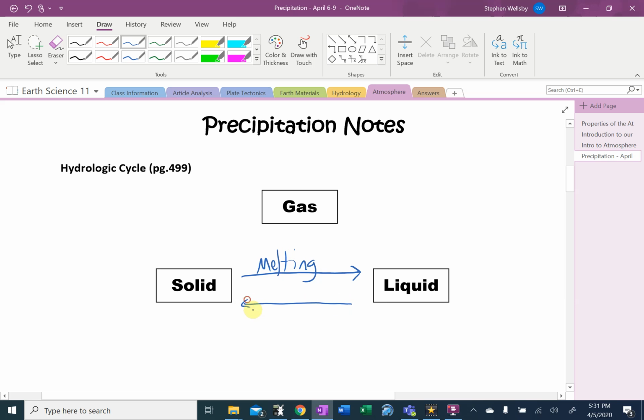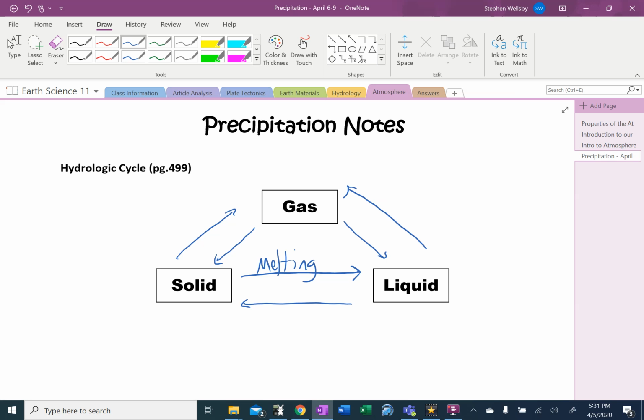And what I'd like you to do is try and label all of these other phase changes. So what do we call it? Gas to liquid, liquid to gas, solid to gas, gas to solid. I'll give you a minute, pause the video, and try and fill out these other 5 phase changes.